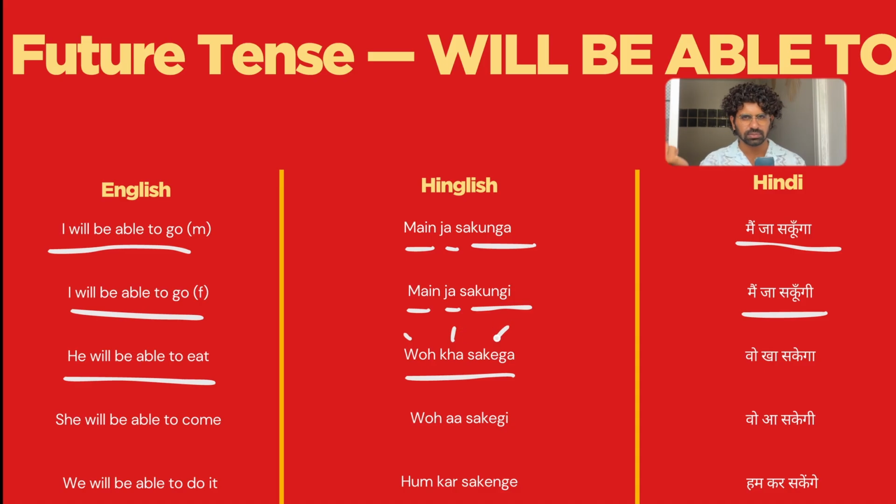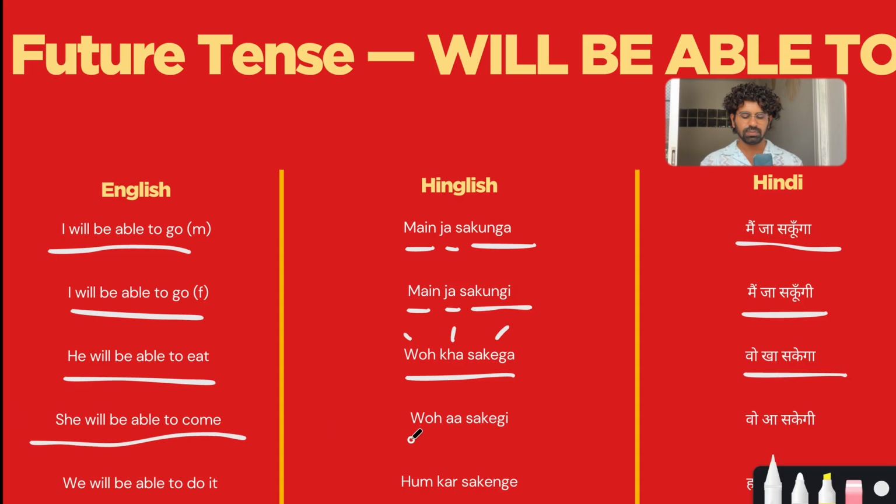Sakna plus ega, which is will, right? So the will kind of changes depending on the pronoun that you are using, right? So वो खा सकेगा. She will be able to come. वो आ सकेगी. She'll be able to come.